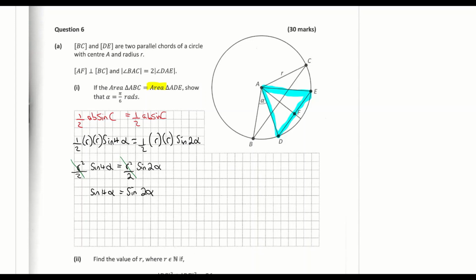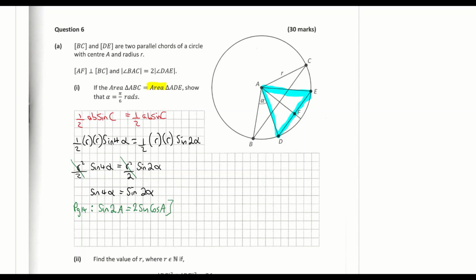Next step I'm going to do is go to my log tables, now on page 14. And on page 14 of my log tables, I'm given sine 2a, so I'm focusing in on this one here. Sine 2a is equal to 2 times sine a cos a. So I'm focusing in on that formula there.